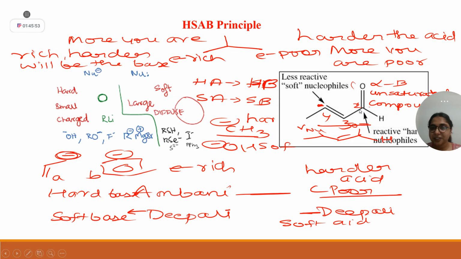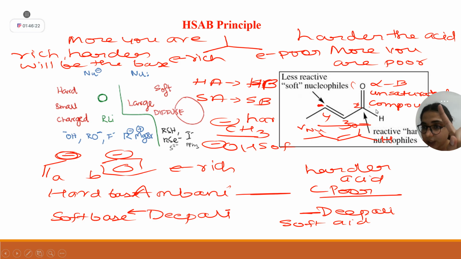We give the term hard on the basis of the intensity of the charge. If the intensity of positive charge is more, that is a hard acid. If the intensity of negative charge is more, that is a hard base. Base is electron rich and acid is electron poor. Understood? If we talk about this Michael acceptor, here electron deficiency comes into the picture.